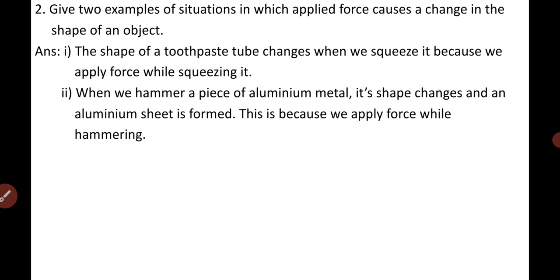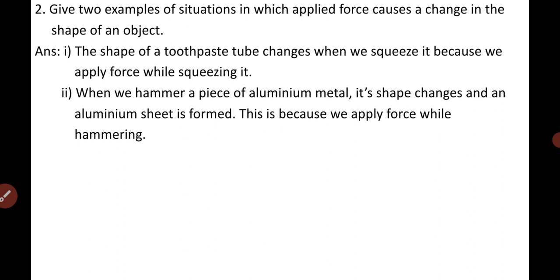Give two examples of situations in which applied force causes a change in the shape of an object. Again, you have to give two examples of the situations in which the force causes the change in the shape of an object. Okay, the first example: the shape of a toothpaste tube changes when we squeeze it because we apply force while squeezing it. You have to apply force on the toothpaste tube so that you can take the paste out, which causes a change in the shape of the toothpaste tube.